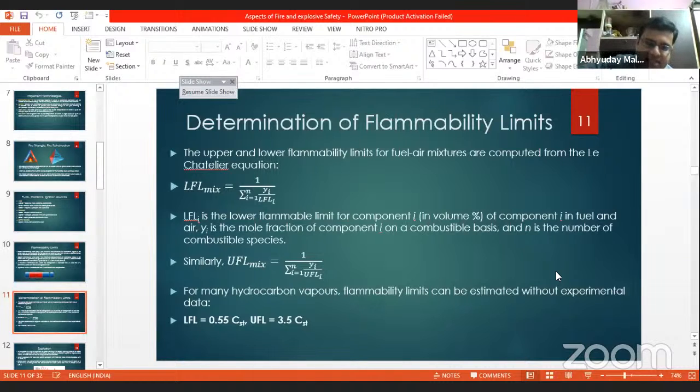The lower flammability limit can be expressed as 0.55 times CST, and the upper flammability limit can be expressed as 3.5 times CST, where CST is the stoichiometric concentration of the fuel required for combustion. For calculating CST, you have to write the equation of combustion for that particular fuel, and calculate the value of this stoichiometric concentration with respect to the total amount of oxygen in your combustion reaction. When you have the value of CST, you can estimate the LFL and the UFL for that particular fuel using these simple equations.